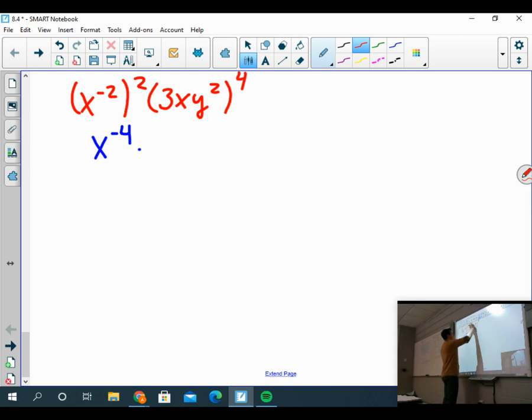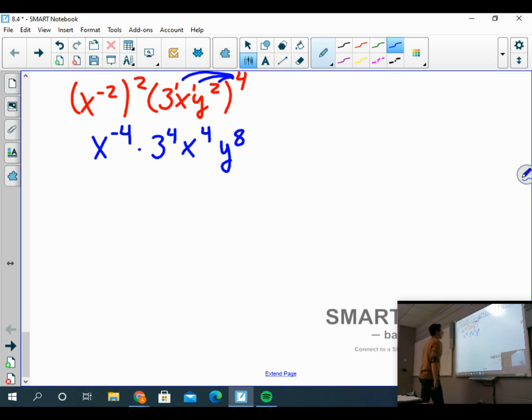So what I'm going to do is make all of these exponents 1. This will just help me in my distribution of the exponent. Now I'll distribute this exponent, making sure each part of the product, or everything that's being multiplied together, gets the exponent. And I get 3 to the 4th power, because 4 times 1 is 4. X to the 4th power, because 1 times 4 is 4. And y to the 8th power, because 2 times 4 is 8. And again, these are all, as we know, multiplied together.